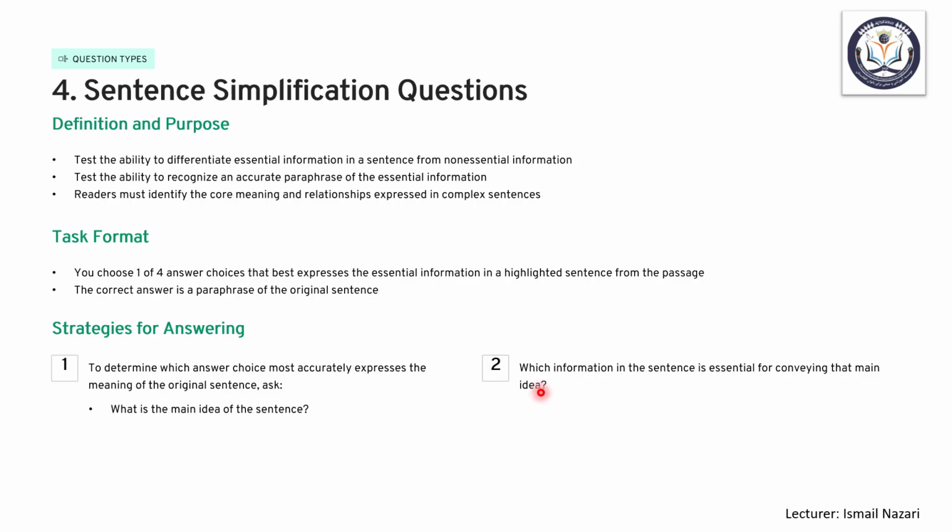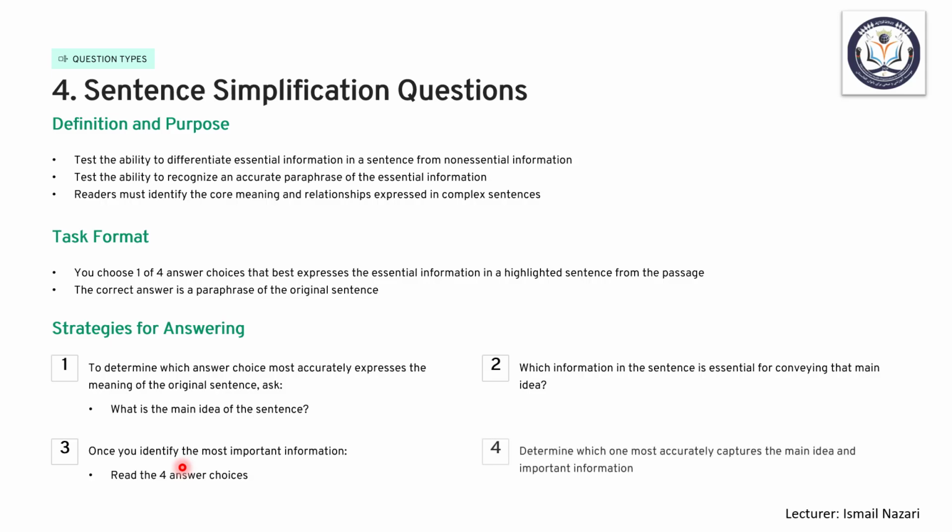So, secondly, check which information in the sentence is essential for conveying that main idea. We mean the answer choices. When you are looking for the answer choice, check these questions. So once you identify the most important information, read the 4 answer choices, and then determine which one most accurately captures the main idea and important information.